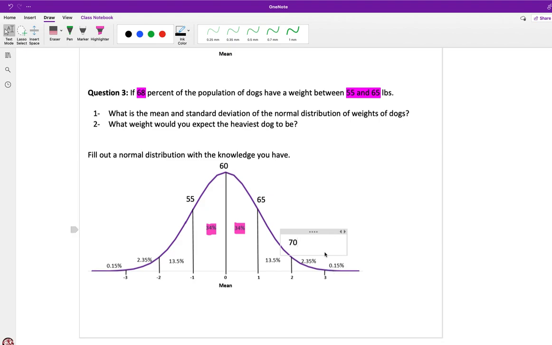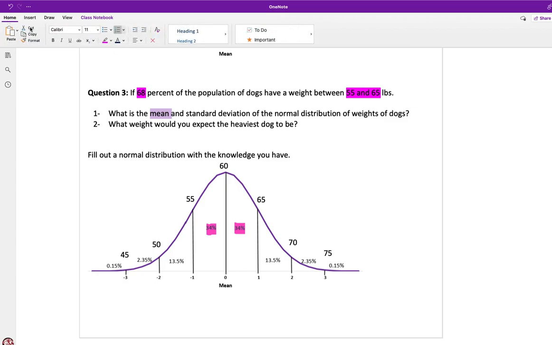Then we can fill out the rest of our chart. That'd be 70. This is 75. This is 50. This is 45. Okay. So we filled out our normal distribution with our numbers 1, 2, 3, negative 1, negative 2, negative 3. So what is the mean of this? You're having to flip back. Well, the mean is the middle number, which is 60.